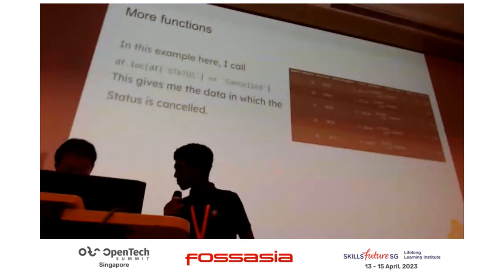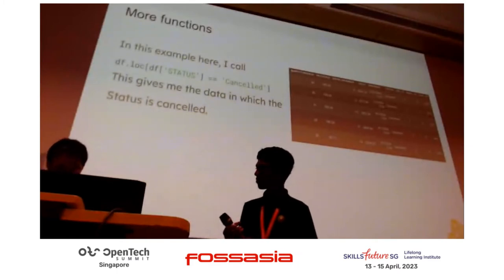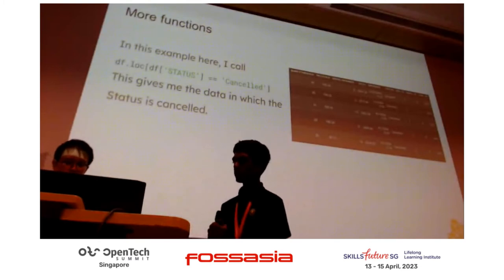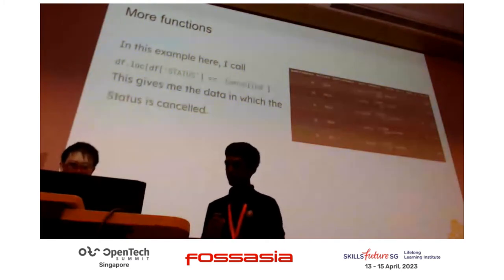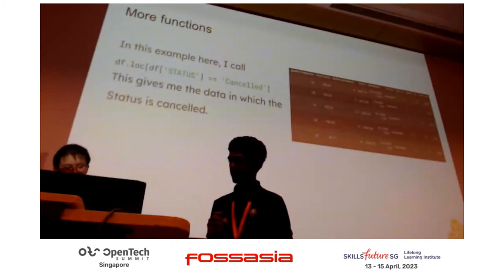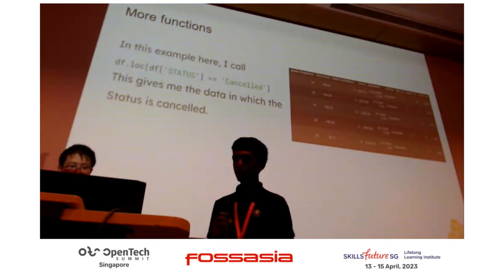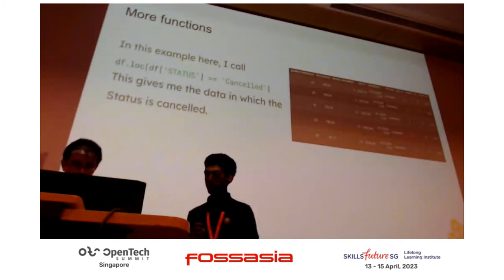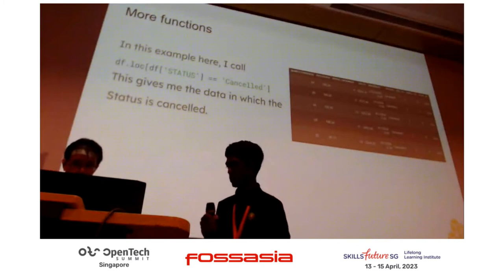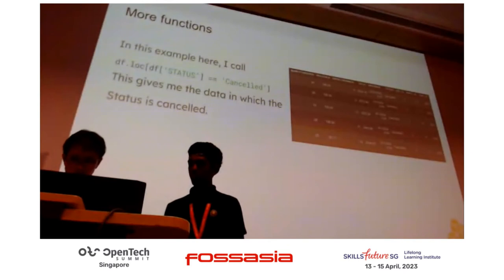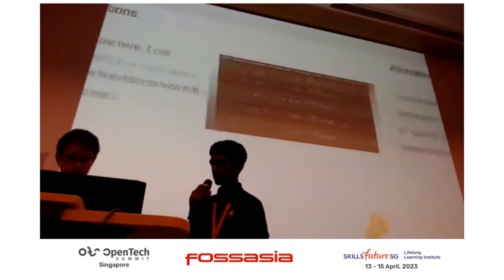But in this scenario here, I'm actually doing df.status == 'Cancelled', where it's actually giving me a Boolean array of the different rows that actually satisfy this condition. So let's say the first row satisfies the condition, you return true. Second row doesn't really satisfy, so it's false. And so on and so forth. So what df.loc actually does, because remember I said that it works with Boolean arrays, is that if it's true, it will return the row, and if it's false, it will just not return it. So in this case, it just returns everything which says cancelled. Yeah.